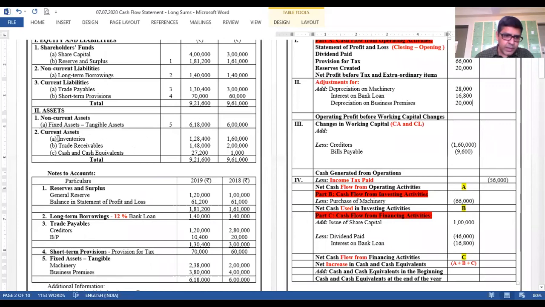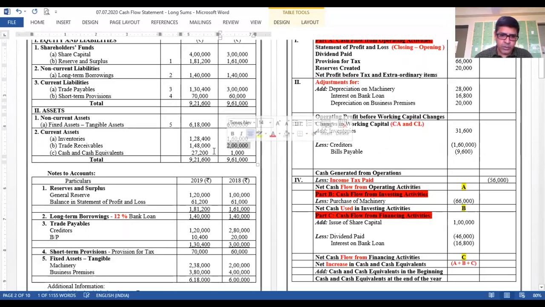Now after that we have current assets, inventories. Inventories, we can see that it was 160 and now it is 128,400. So it has decreased. Any asset decreases, that shows cash inflow. And being a current asset, working capital. So tell me the difference, please. Till the time I write over here. 31,600. Okay. Inventories. 31,600.